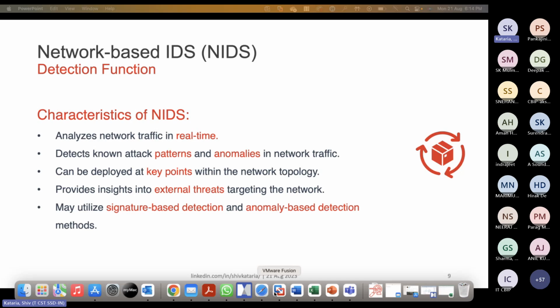And they might utilize either signature-based detection or the anomaly-based detection method as well. As we discussed in the previous slide, there are pretty sophisticated solutions available with anomaly-based detection engines, like Claroty, Nozomi, Tenable OT, Darktrace, and OTSEC. These different vendors have very robust solutions which work on an anomaly-based mechanism of intrusion detection.